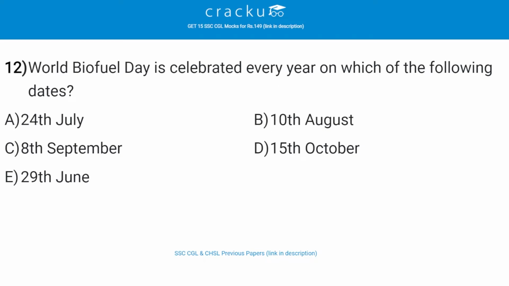World Biofuel Day is celebrated every year on which of the following dates? The correct answer is B, that is 10th August. So World Biofuel Day is celebrated on 10th August to create awareness about the importance of non-fossil fuel as an alternative to conventional fossil fuel and to highlight the various efforts made by the government in the biofuel sector.